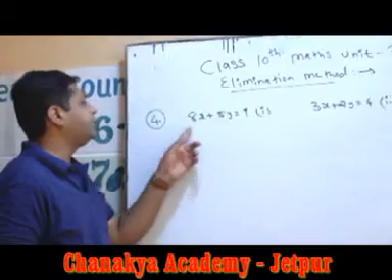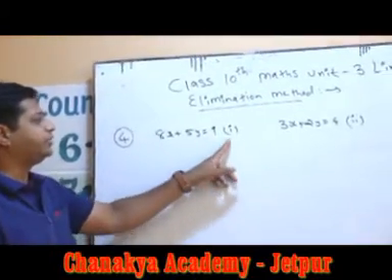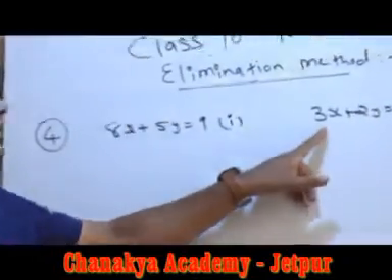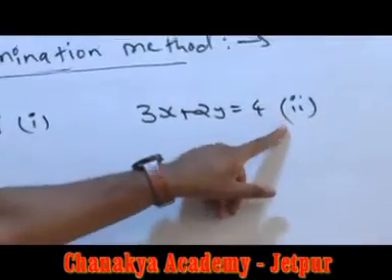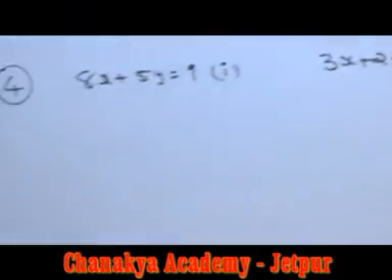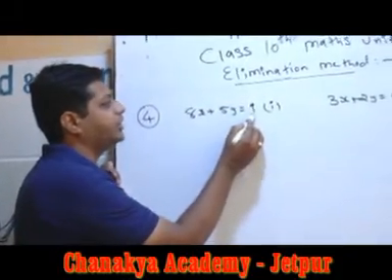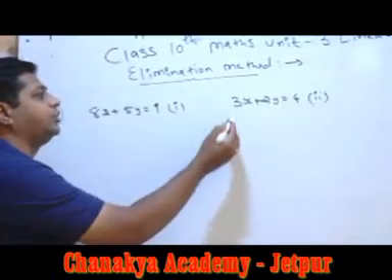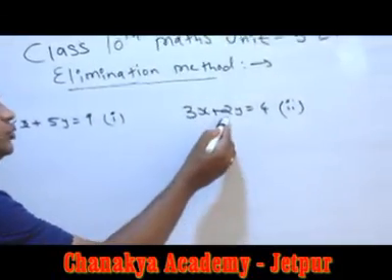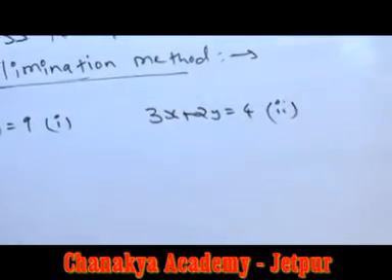Question number 4. 8x plus 5y equal to 9, which is our equation number 1. 3x plus 2y equal to 4, that is our equation number 2. Okay student, here coefficient of x is 8, coefficient of y is 5, 9 is a constant. In equation number 2, 3 is a coefficient of x, 2 is a coefficient of y, 4 is our constant.